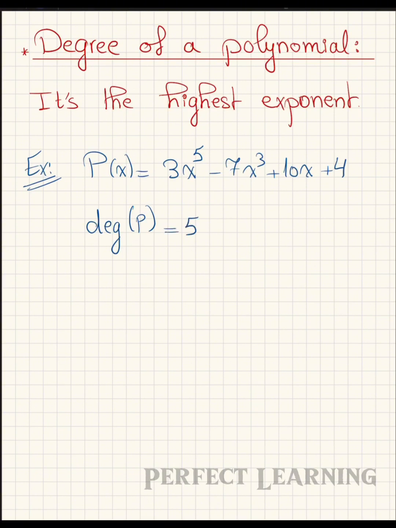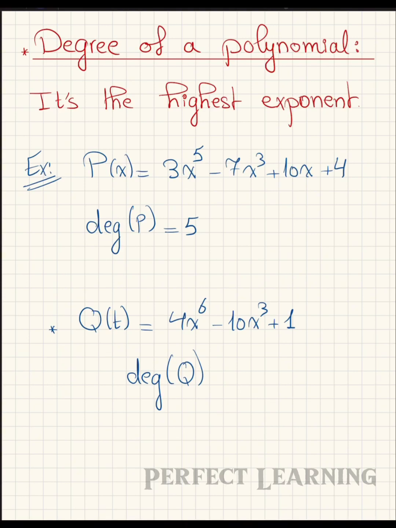Another example, let's take q of t equals 4x to the power of 6, for example, minus 10x cubed plus 1. So the degree of q is the highest exponent in the expression, which is 6.